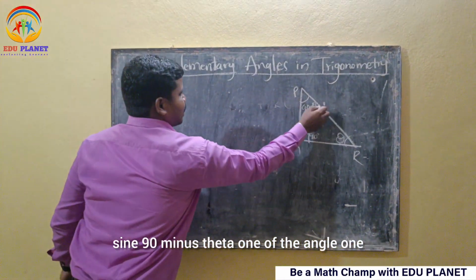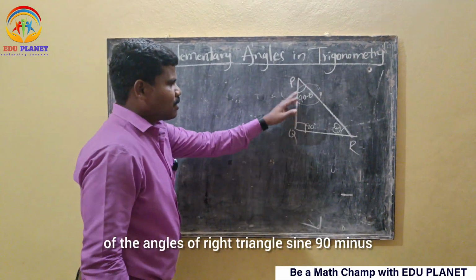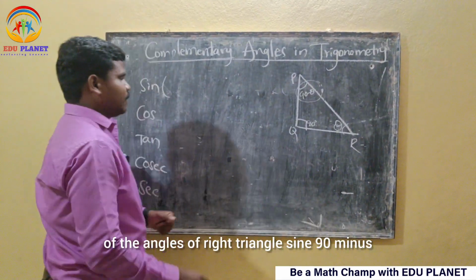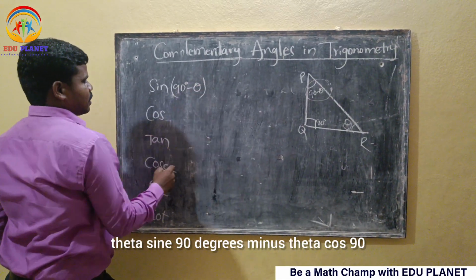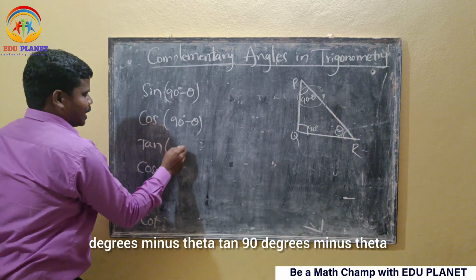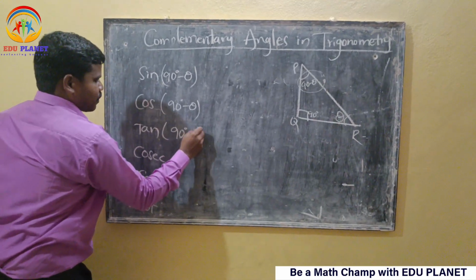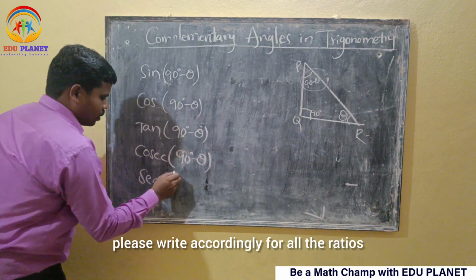Sin 90 degrees minus theta, cos 90 degrees minus theta, tan 90 degrees minus theta. Please write accordingly for all the ratios.